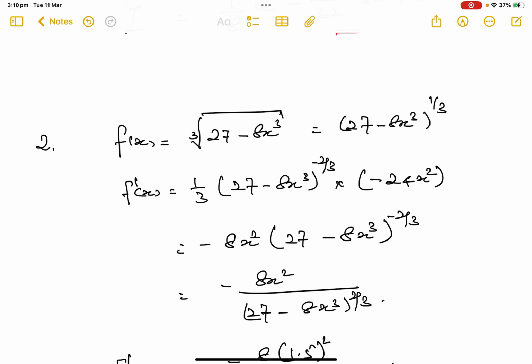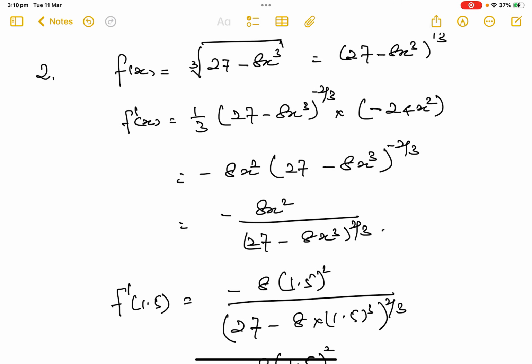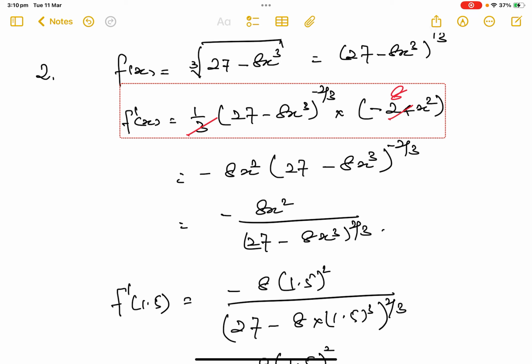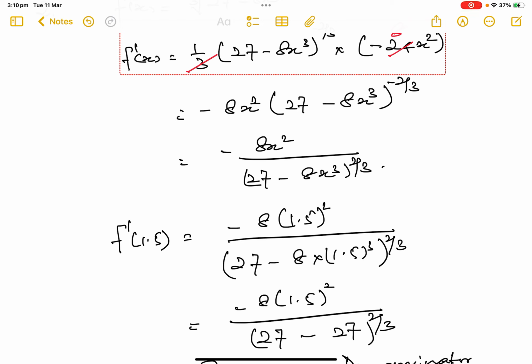Times the differentiation inside the bracket. 27 differentiates to 0, minus 8x cubed gives minus 24x squared. Then simplified, 24 divided by 3 is 8, so that is minus 8x squared times (27 minus 8x cubed) to the power of minus 2/3. If you simplify it further, bring the negative power to the denominator: minus 8x squared over (27 minus 8x cubed) to the power of 2/3.